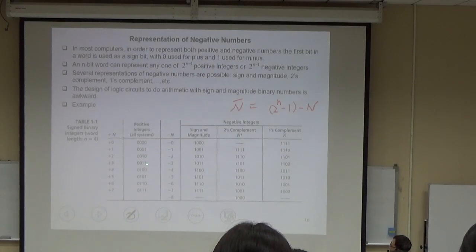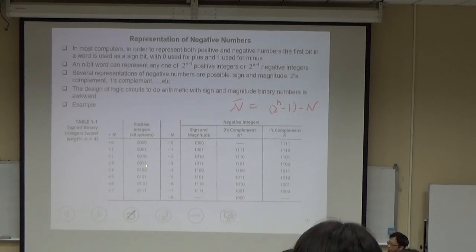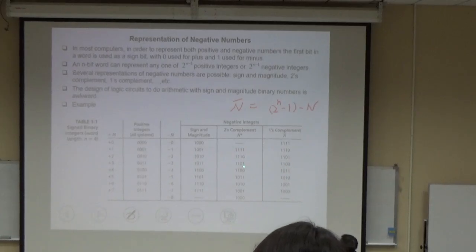So for this one, you try to find the two's complement. Find the first one from the right, and complement all the bits. So it will become 1, 1, 0, 1. This is positive 3 and negative 3 right here. 1, 1, 0, so 1, 1, 0 right here.